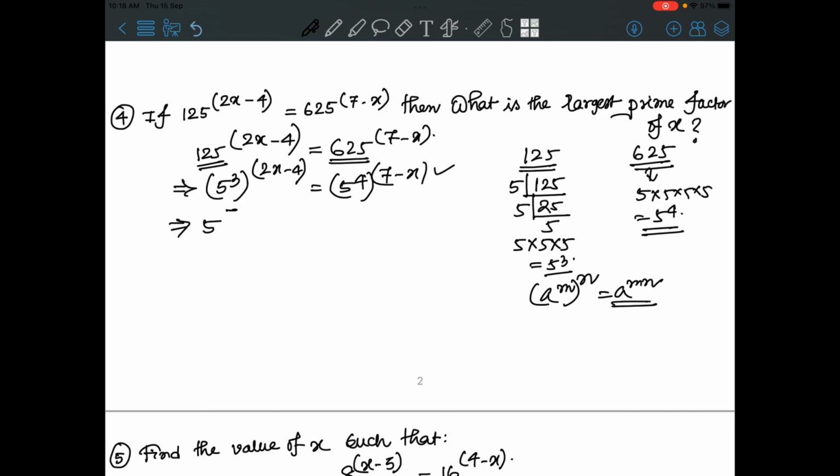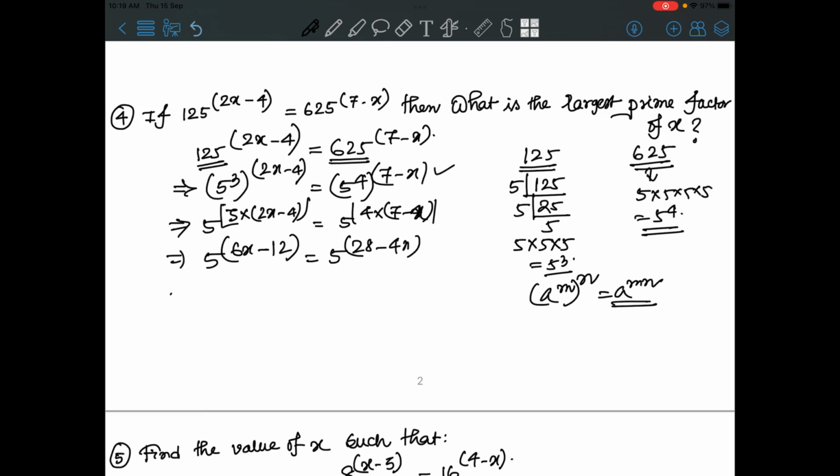So 5 to the power 3 into 2x minus 4 equals 5 to the power 4 into 7 minus x. So 5 to the power 6x minus 12 is equal to 5 to the power 28 minus 4x. As we can see, the base is equal, so the powers are equal. So 6x minus 12 is equal to 28 minus 4x.